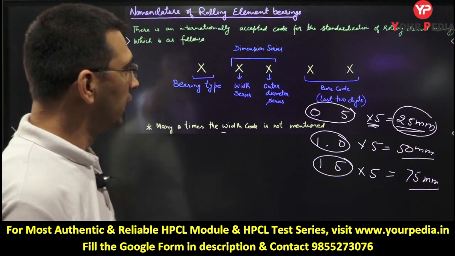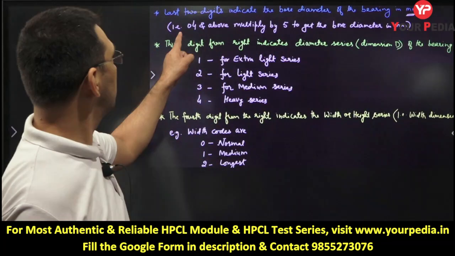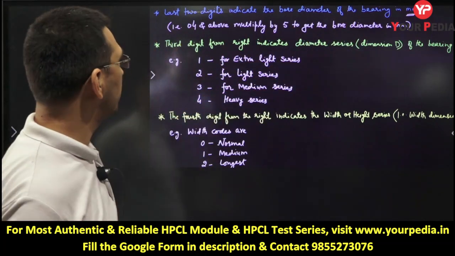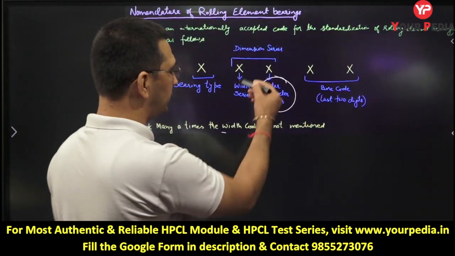As simple as that. I hope you understood. So the same has been mentioned to you over here. That means 04 and above, multiply by 5 to get the bore diameter in mm. Remember, it will come in mm. Let's talk about the third digit, the outer diameter series.